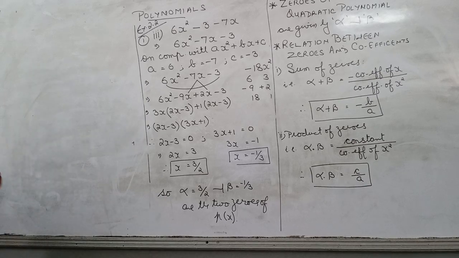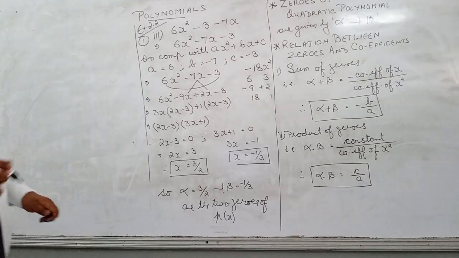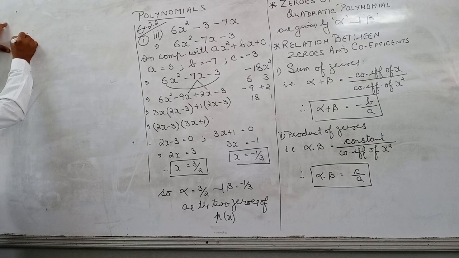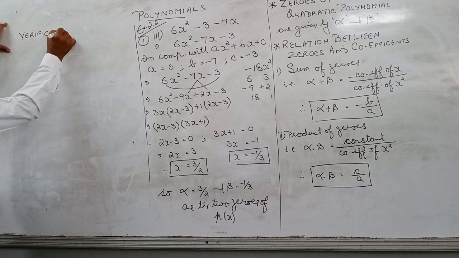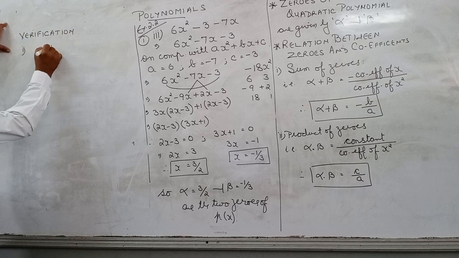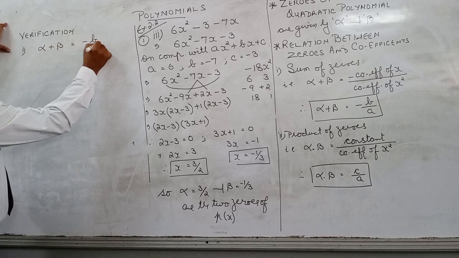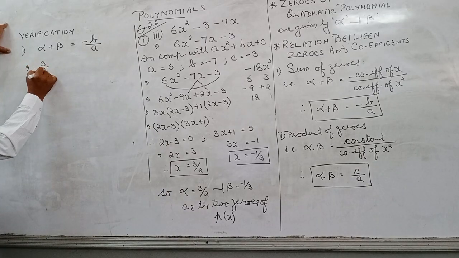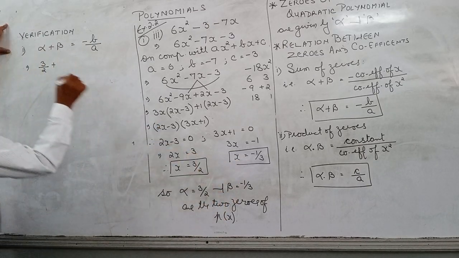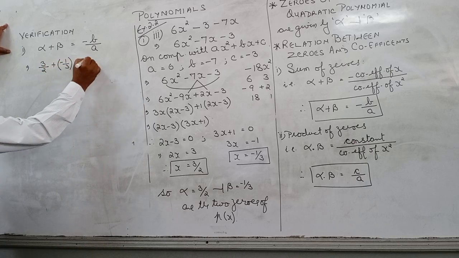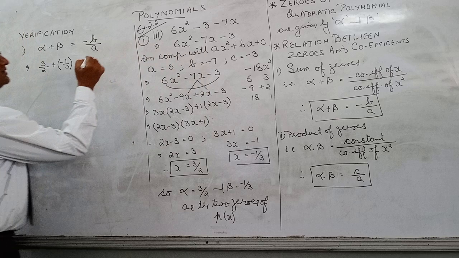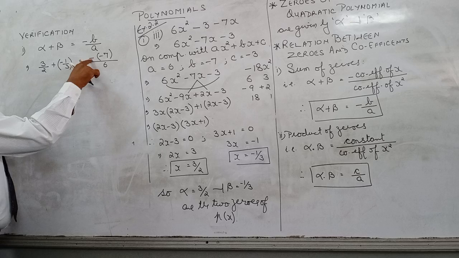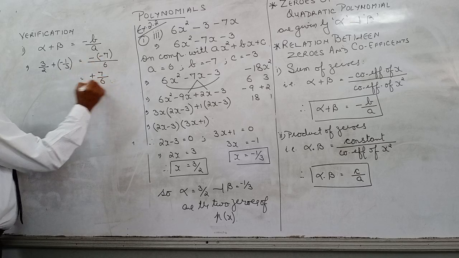Please check it carefully. So verification. First, alpha plus beta is equal to minus b upon a. Alpha, how much is alpha? 3 by 2. Plus beta, minus 1 by 3. Should be equal to minus b. How much is b? Minus 7. Upon a, how much is a? 6. So minus into minus, plus 7 upon 6.